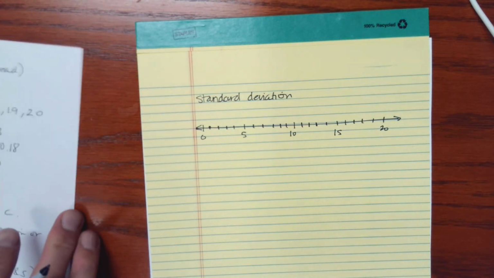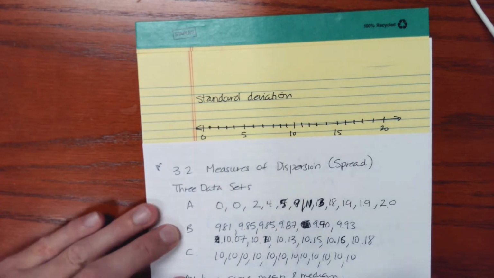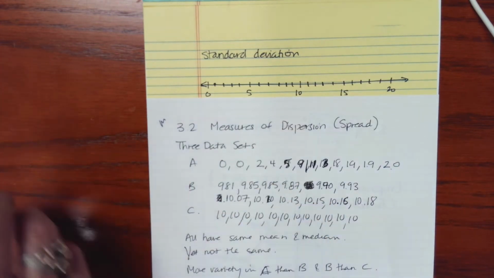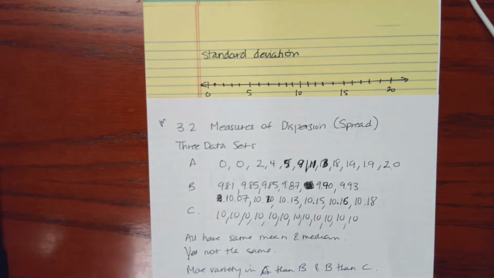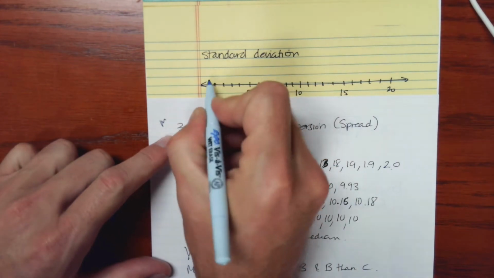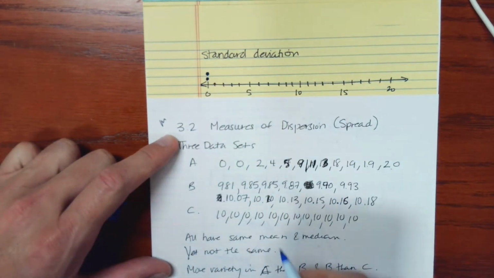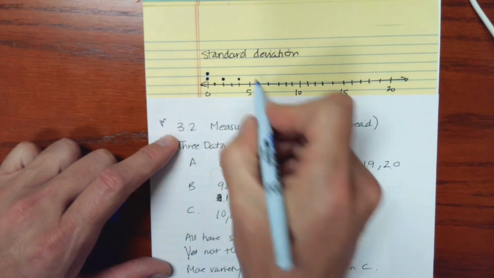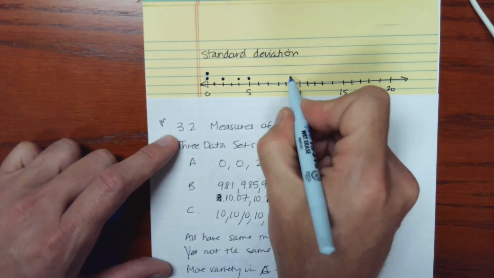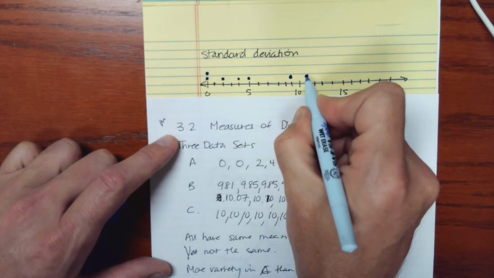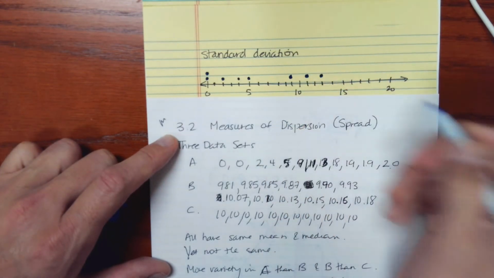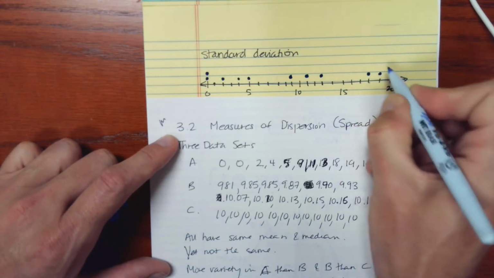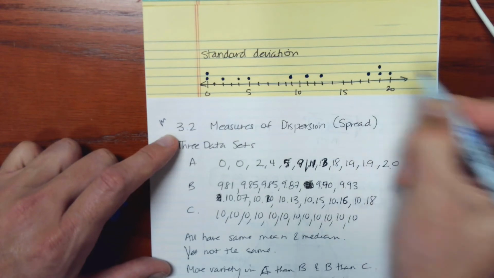Okay, and then I want to make a dot plot for data set A. So let me switch out my colors here. I have two zeros. There's a 2, a 4, 5, 9, 11, 13, there's 18, I have two 19s, and there's also a 20.